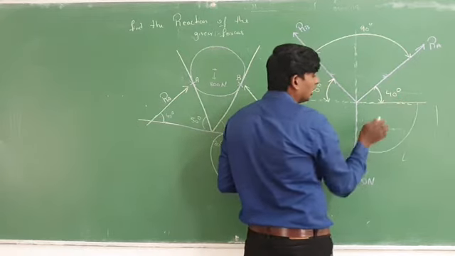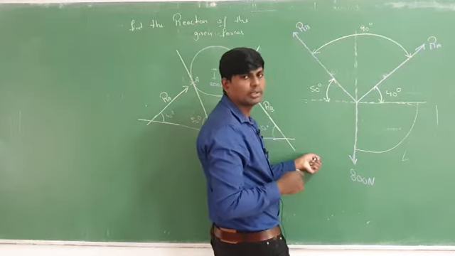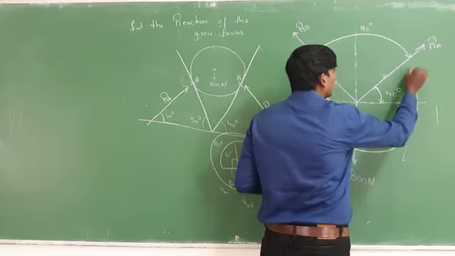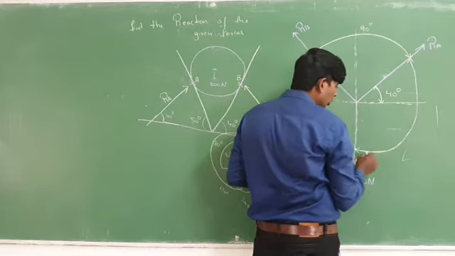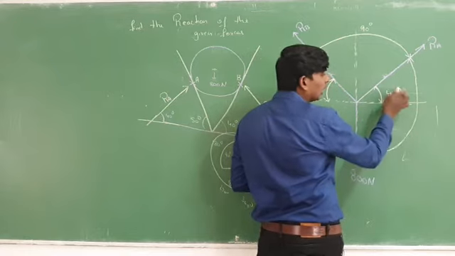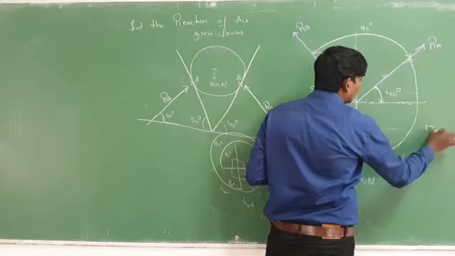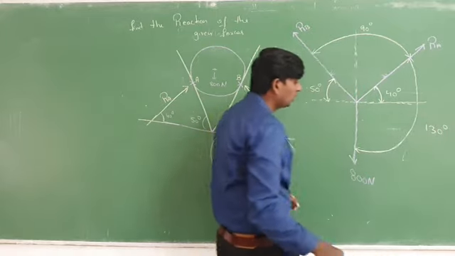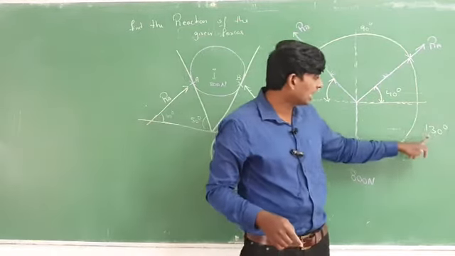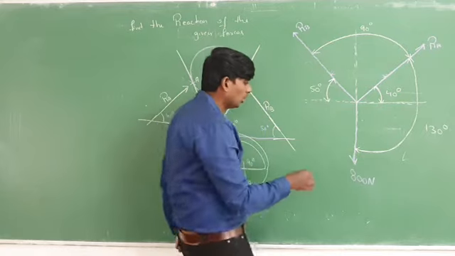From here to here 90. 90 plus 40. How much will it be? 130 degree. So this one from here to here, how much do you have to take? 130 degree, because from W to this axis 90 will be there and this one is equal to 40. So total will be 130 degree. Between the load and RA the angle is 130 degree.